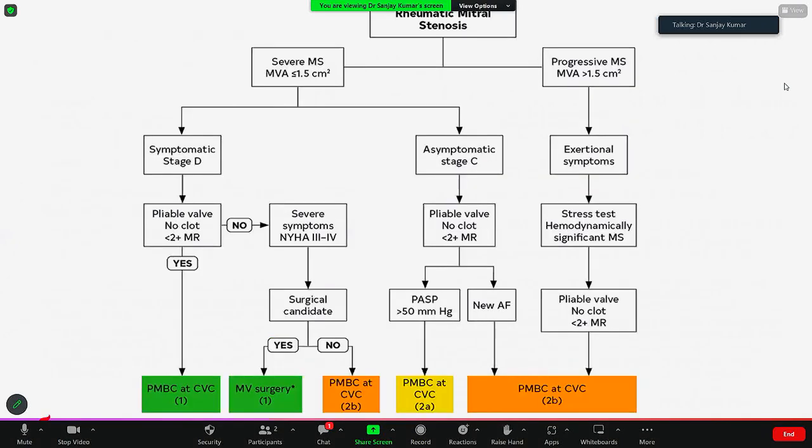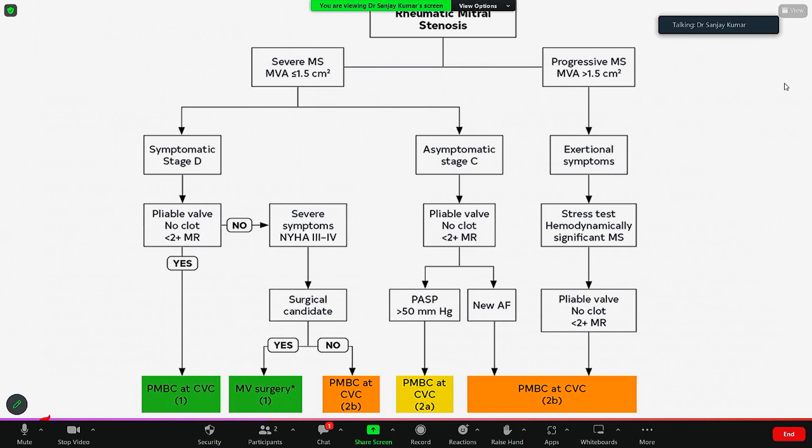So we will start with mitral stenosis. The majority of the pathology we come across in our clinical practice, all over the world, is rheumatic mitral stenosis. For the sake of clarity, it is broadly classified based on echocardiographic findings. It could be severe MS, where the valve orifice area is less than 1.5, or progressive mitral stenosis, where the valve area is more than 1.5 square centimeters but the patient is symptomatic.